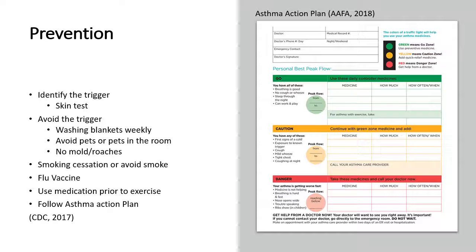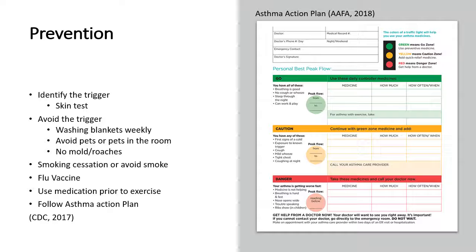If it's dust mites, you're going to do weekly washing of the blankets. If it's a pet, like their hair, you're going to avoid pets. Or if you love pets or you already have a pet, make sure that the pet doesn't go into the room of the person that has asthma. Also, no mold and roaches in your home or the building where you work or spend most of your time. Smoking cessation, or avoid smoke from barbecues or stuff that you burn. Flu vaccine.